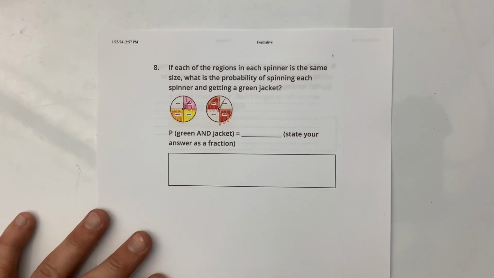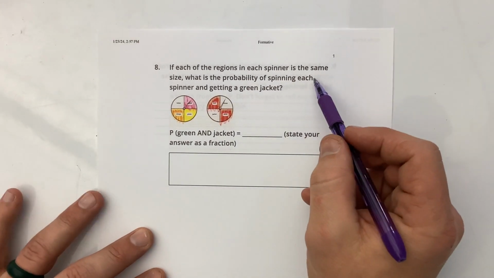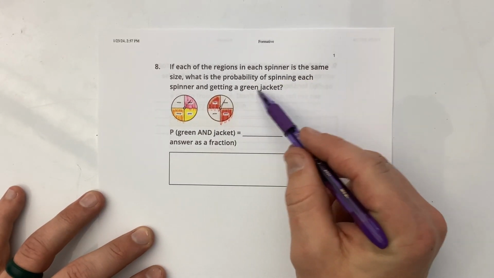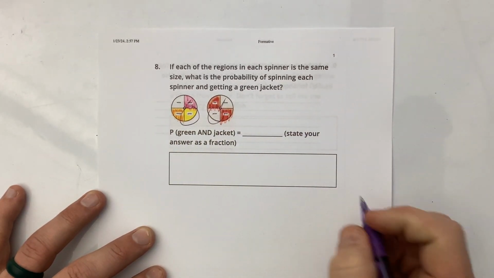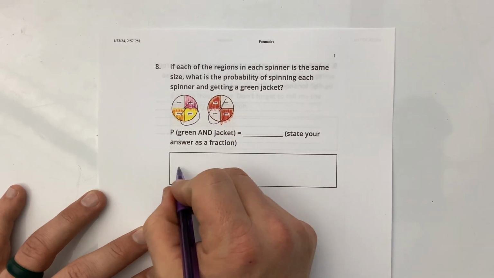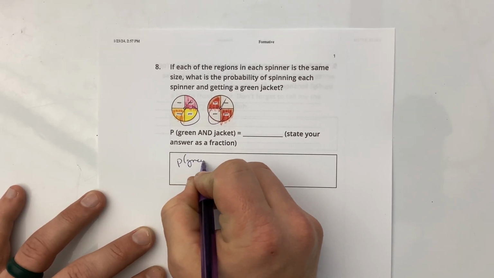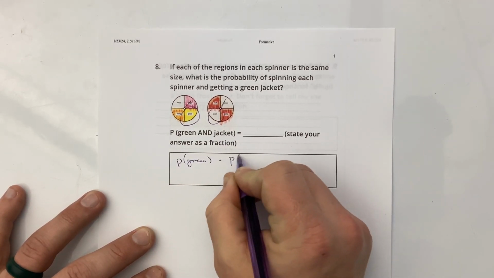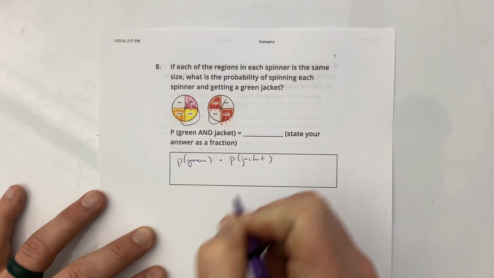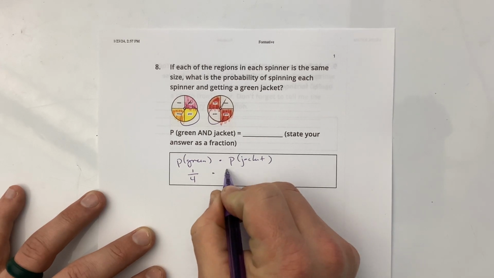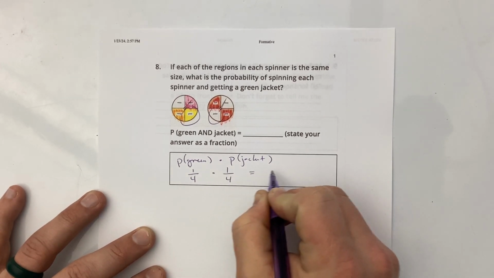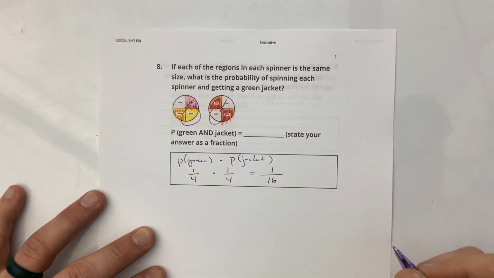Number 8, if each of the regions of the spinner is the same size, what is the probability of spinning each spinner and getting a green jacket? So green is here and jacket is here. So I need green and jacket. That's the equivalent to probability of green times probability of jacket. The probability of green is 1/4. The probability of jacket is 1/4. So the answer would be 1/16.